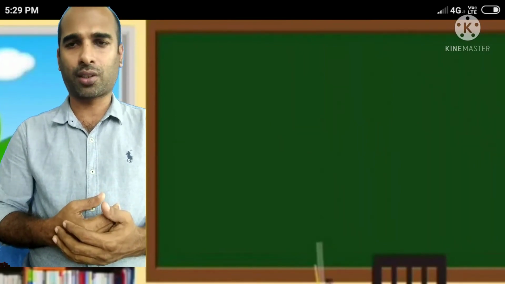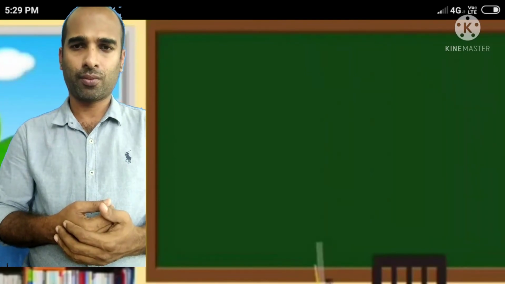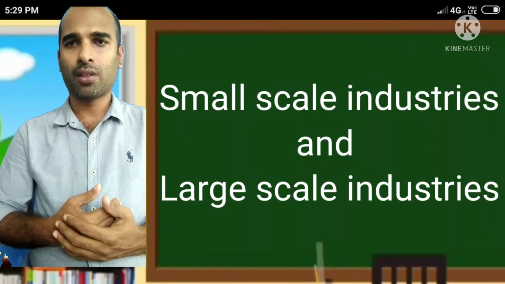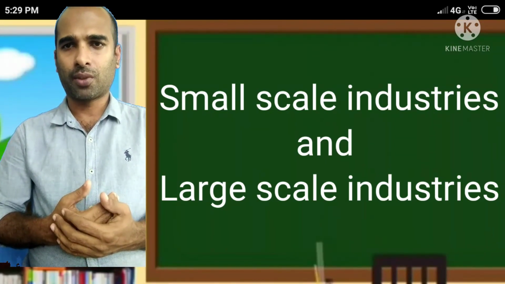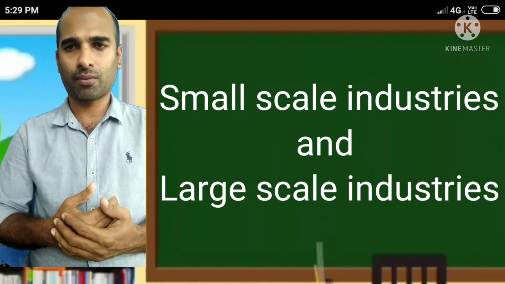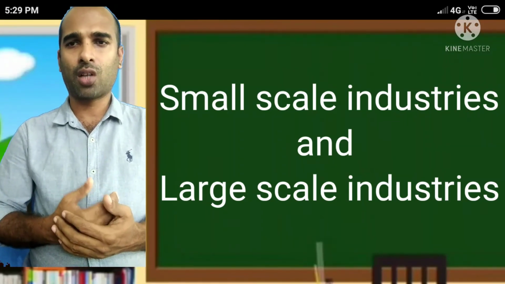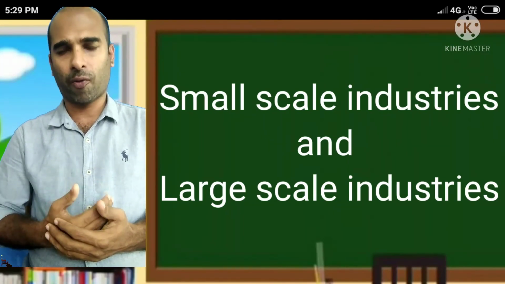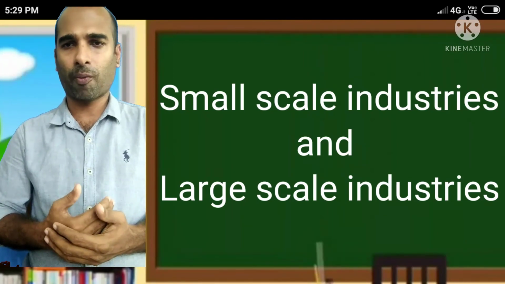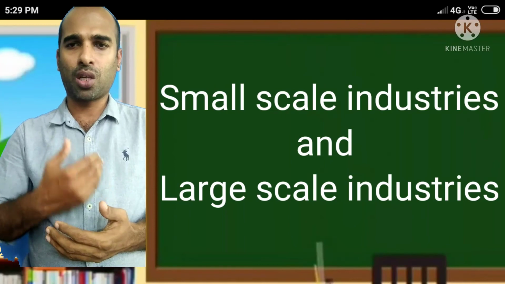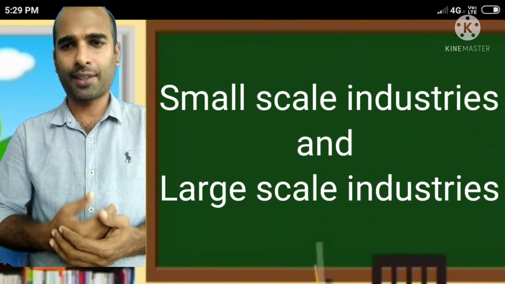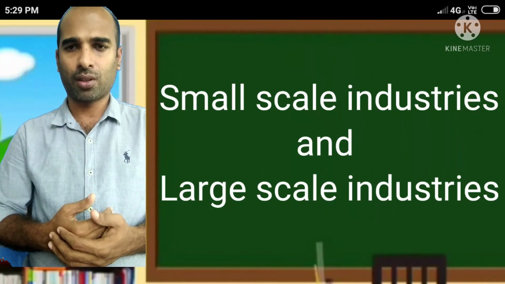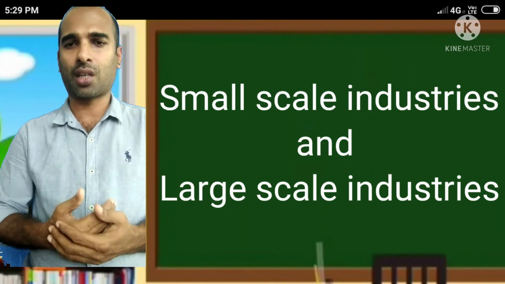Then we classified the industries on the basis of size: small scale industries and large scale industries. In small scale industry, the products are manufactured by hand, and it uses less capital and technology. Large scale industry is different: it produces large volumes of products, and the capital investment is always higher than that of the small scale industry. The production of automobiles and heavy machinery are examples.